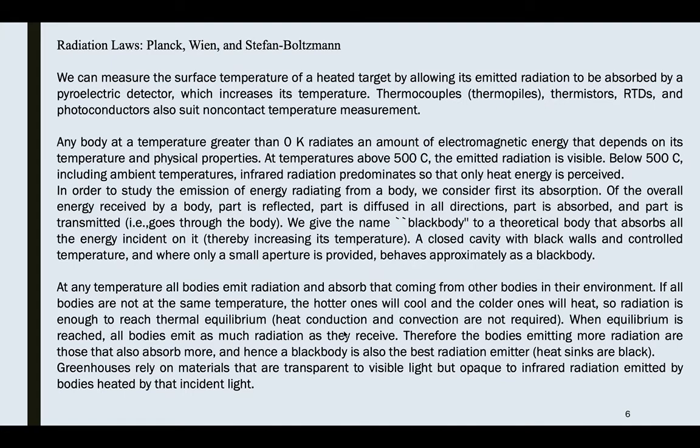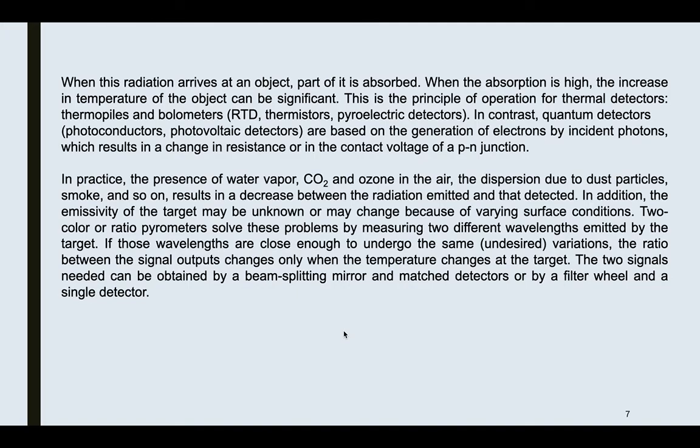When equilibrium is reached, all bodies emit as much radiation as they receive. Therefore, the bodies emitting more radiation are those that also absorb more, and hence a black body is also the best radiation emitter. Heat sinks are black. Greenhouses rely on materials that are transparent to visible light but opaque to infrared radiation emitted by bodies heated by that incident light. When this radiation arrives at an object, part of it is absorbed.